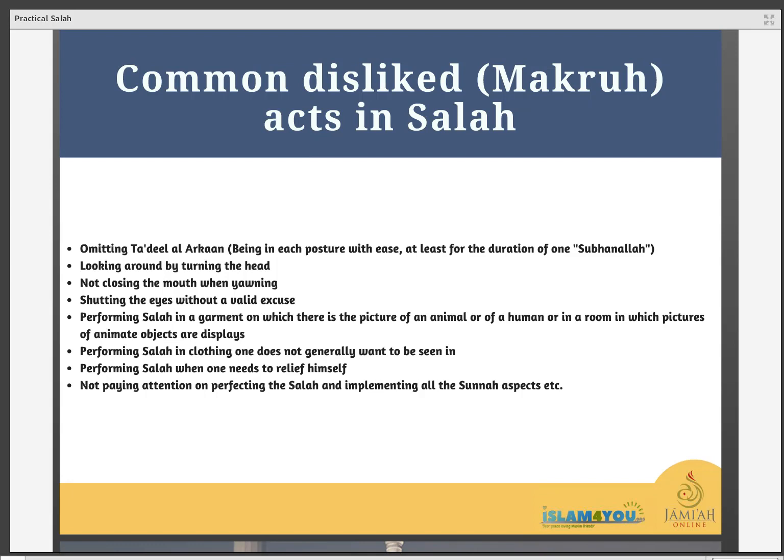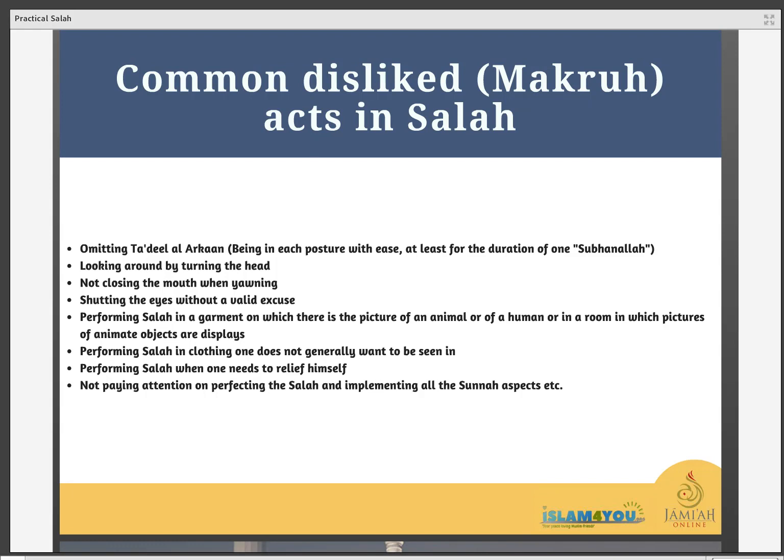Now, there's a famous tradition, hadith, where the Prophet Muhammad sallallahu alaihi wasallam mentioned that the angels do not enter into a home in which there are animate objects that are displayed. So here we find that when we are praying, we wish that the angels are taking our reward to Almighty Allah. So these pictures of animate objects should not be present in our rooms or on our garments.